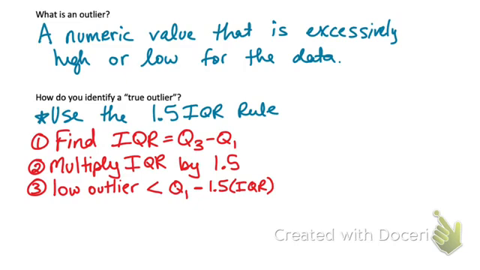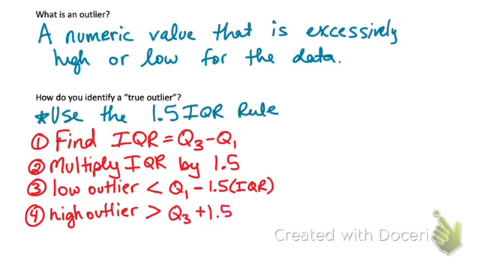What about a high outlier? Higher than what? Maybe just quartile 3. Quartile 3, okay. So a high outlier is going to be anything that is greater than Q3 plus 1.5 IQR. This is how I can tell if I have an outlier. A real one.